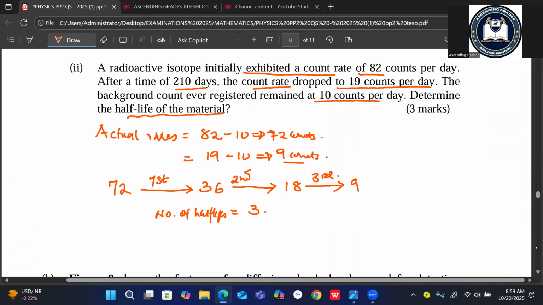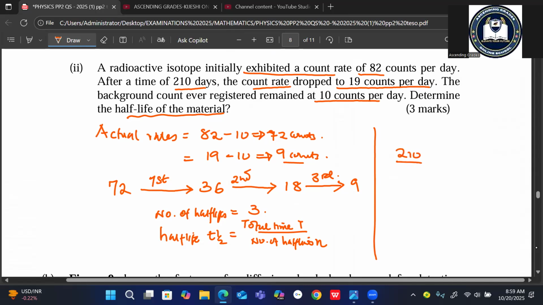And when they become 3, how do we get the half-life? The half-life, denoted by T half, will be given by the total time taken, T, over the number of half-lives, N. So in this case we shall have 210 divided by 3. You get 70 days as our half-life.